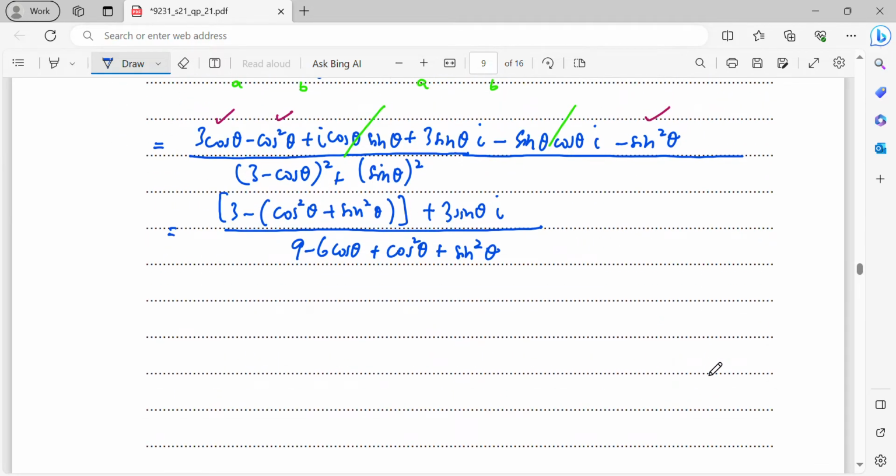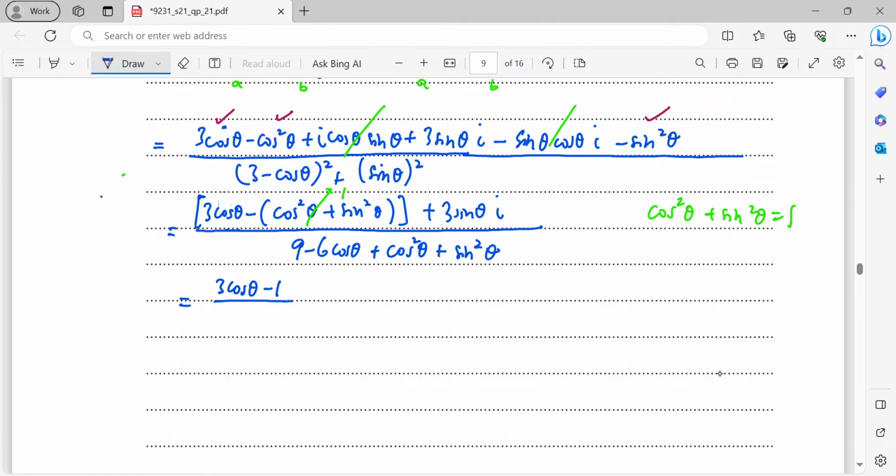And now I can further simplify. My cos squared theta plus sine squared theta is 1. Therefore, this will be changed to 1. Okay, and then I will get 3 minus 1. Wait, I missed out. This is 3 cos theta. I just wrote 3. It should have cos theta there. Alright, so sorry for that. So for the next one, I have to write 3 cos theta minus 1.